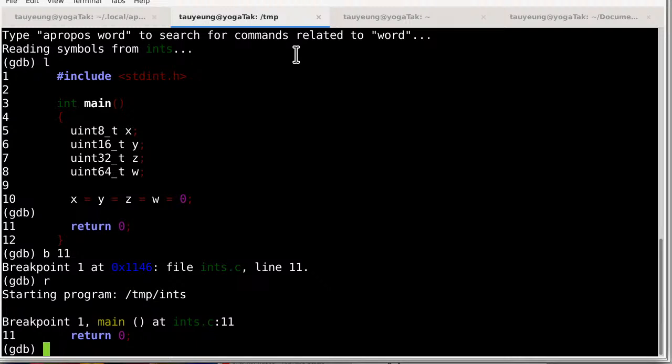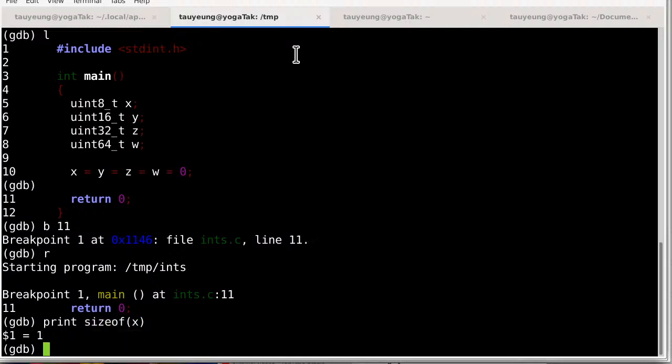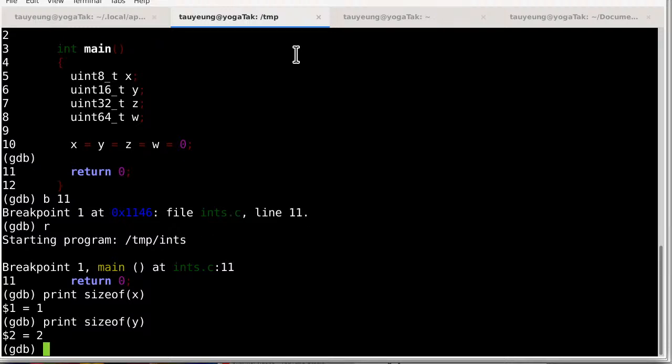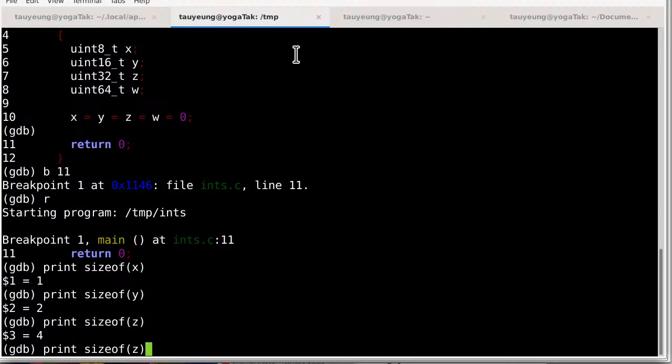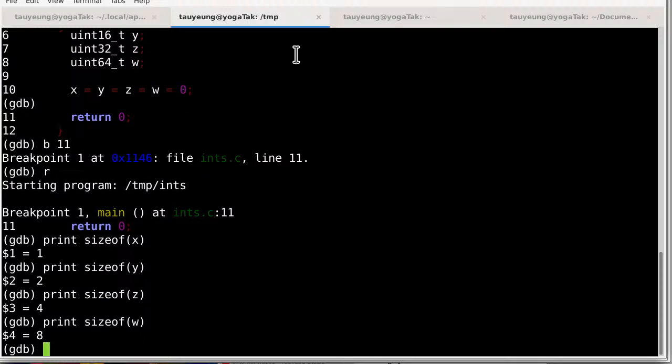Okay, the values of x, y, z, and w are not important, but the size of those things is. So if I ask, what is the size of x? It says 1 byte. What is the size of y? 2 bytes. What is the size of z? 4 bytes. What is the size of w? I think you got the idea. 8 bytes, right? All right.